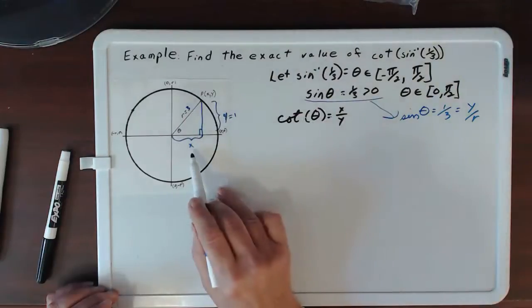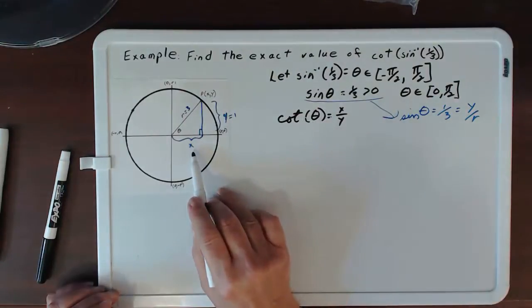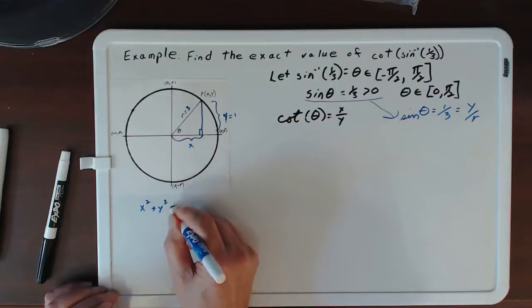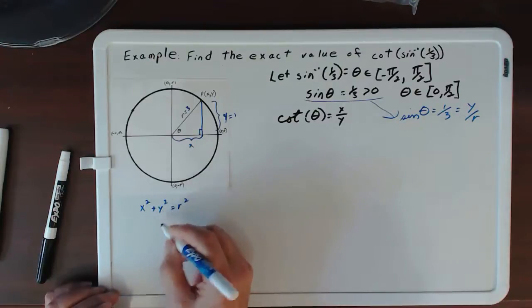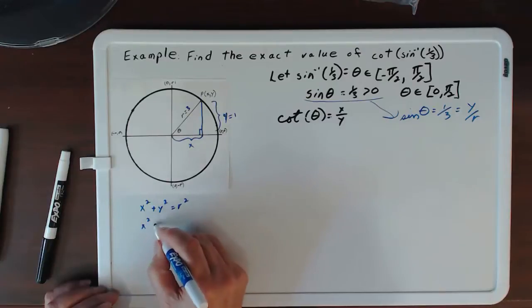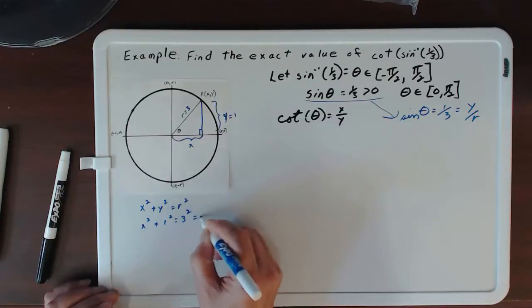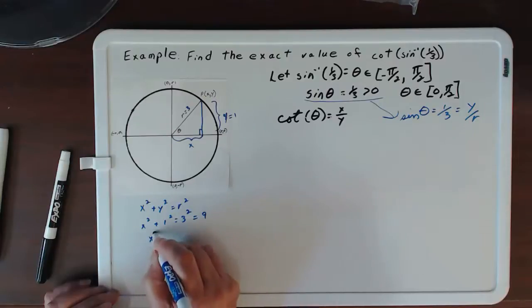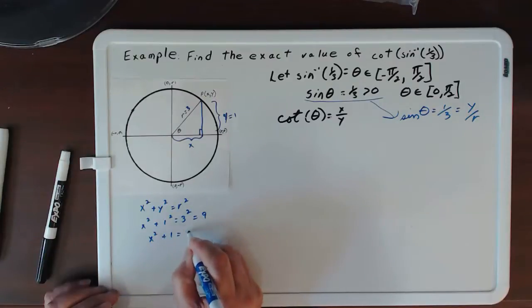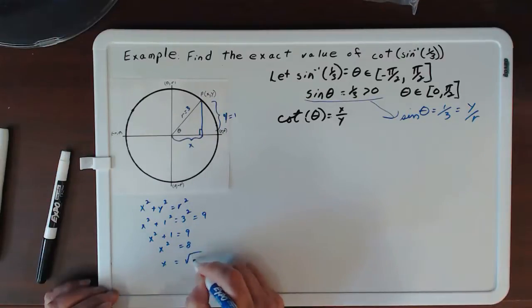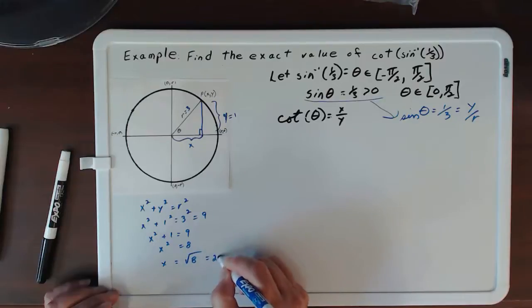Now we can use the Pythagorean identity to solve for x. x squared plus y squared equals r squared. So we have x squared plus 1 squared equals 3 squared, which is 9. So now we have x squared plus 1 equals 9. x squared equals 8. So x will be the square root of 8, which is 2 times the square root of 2.